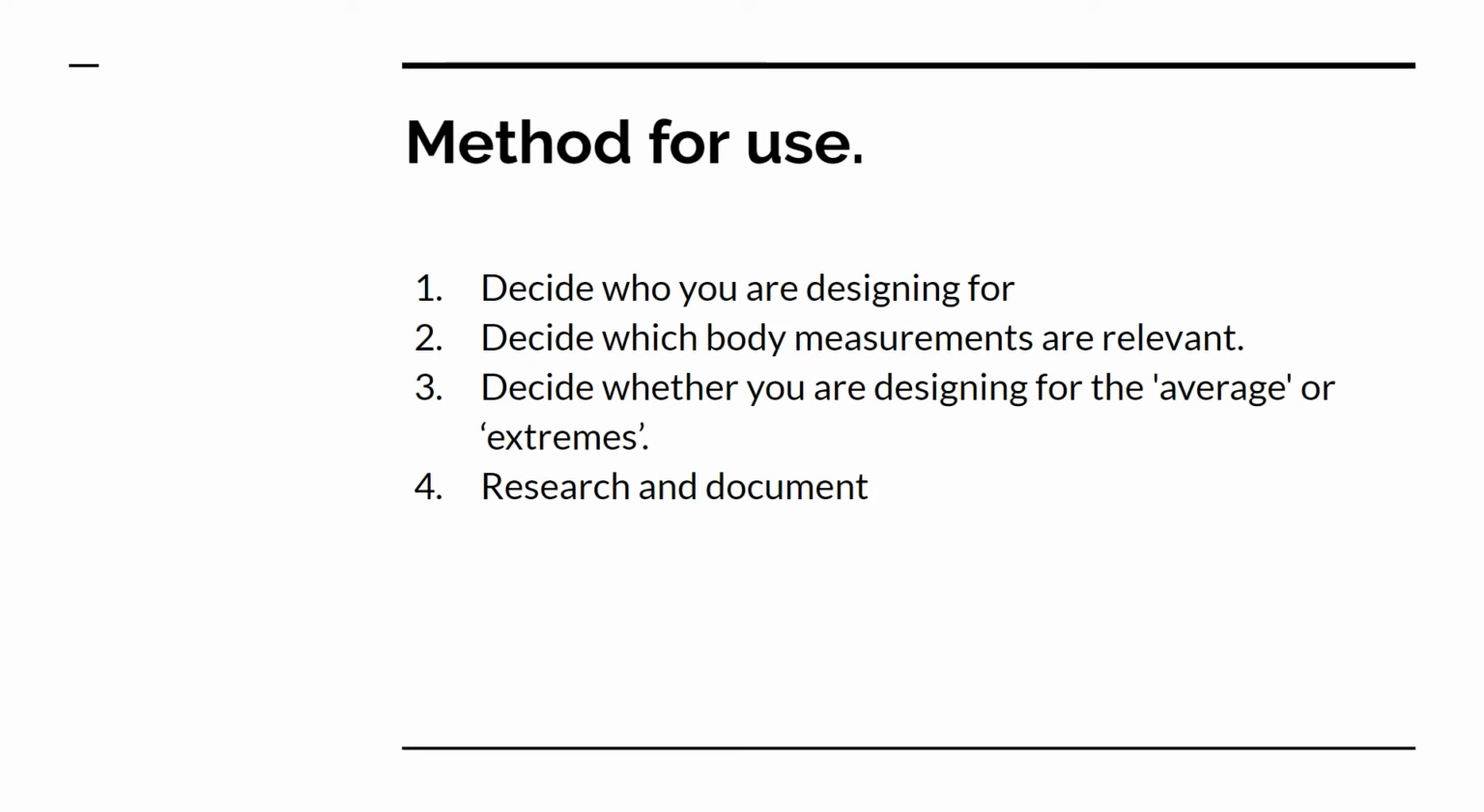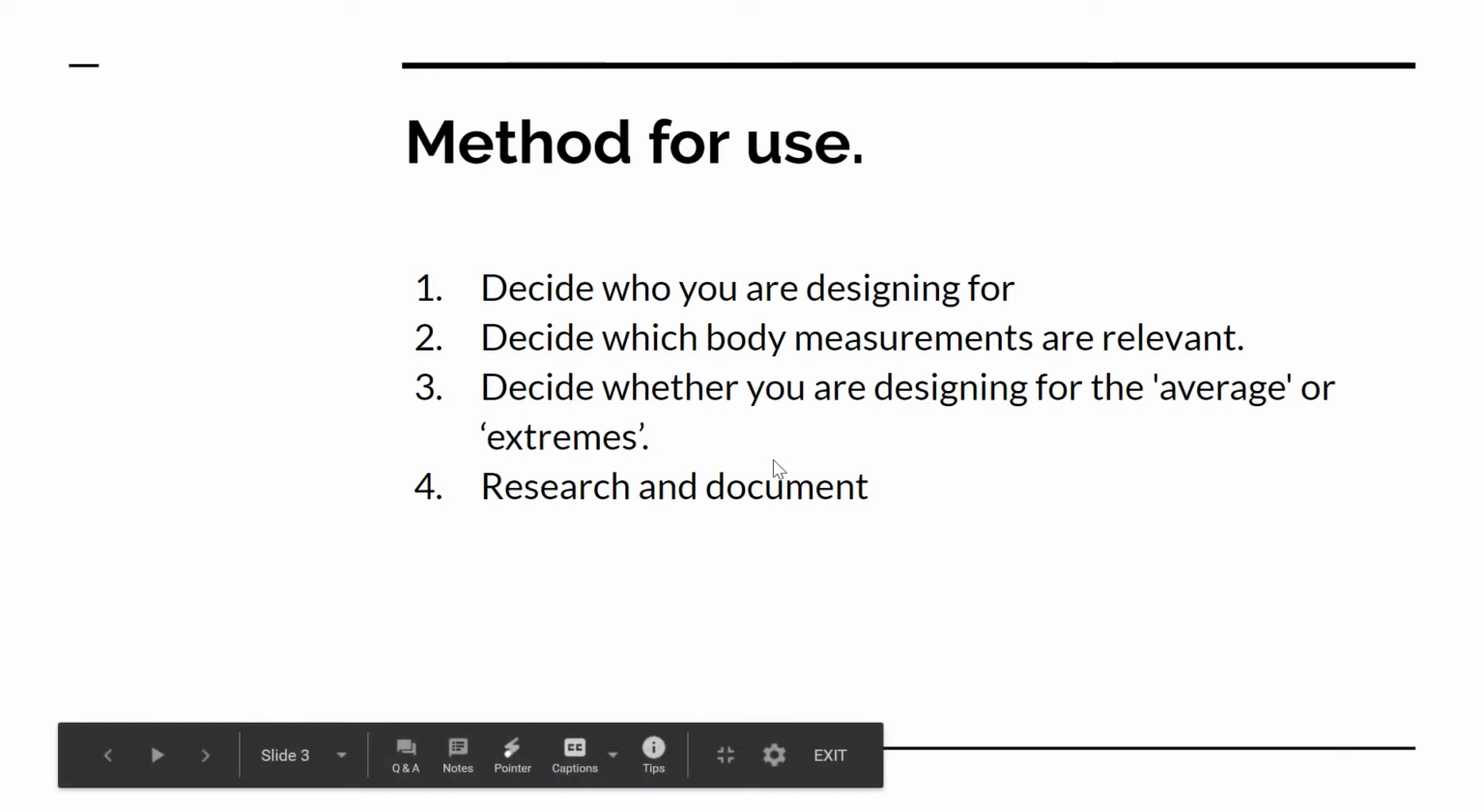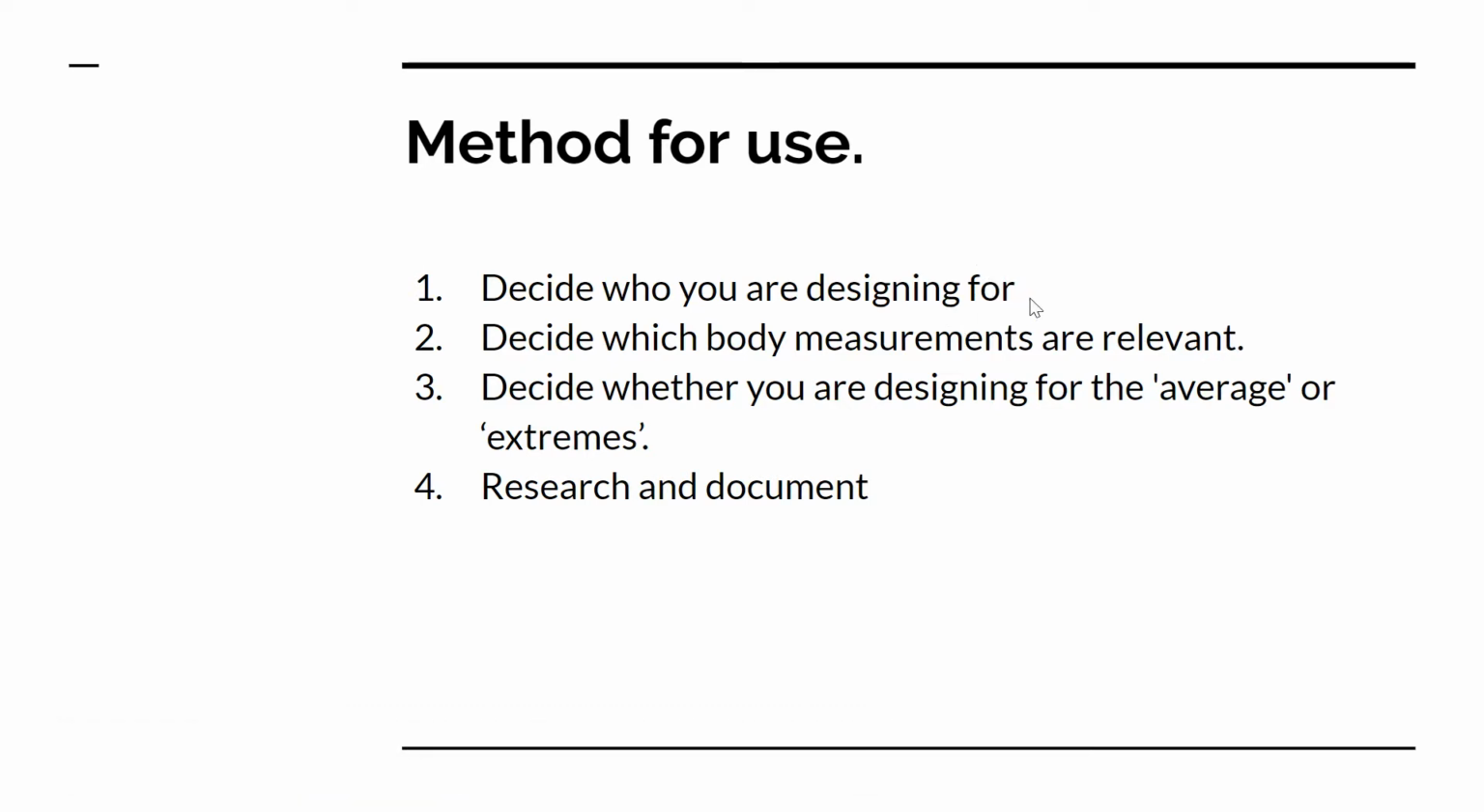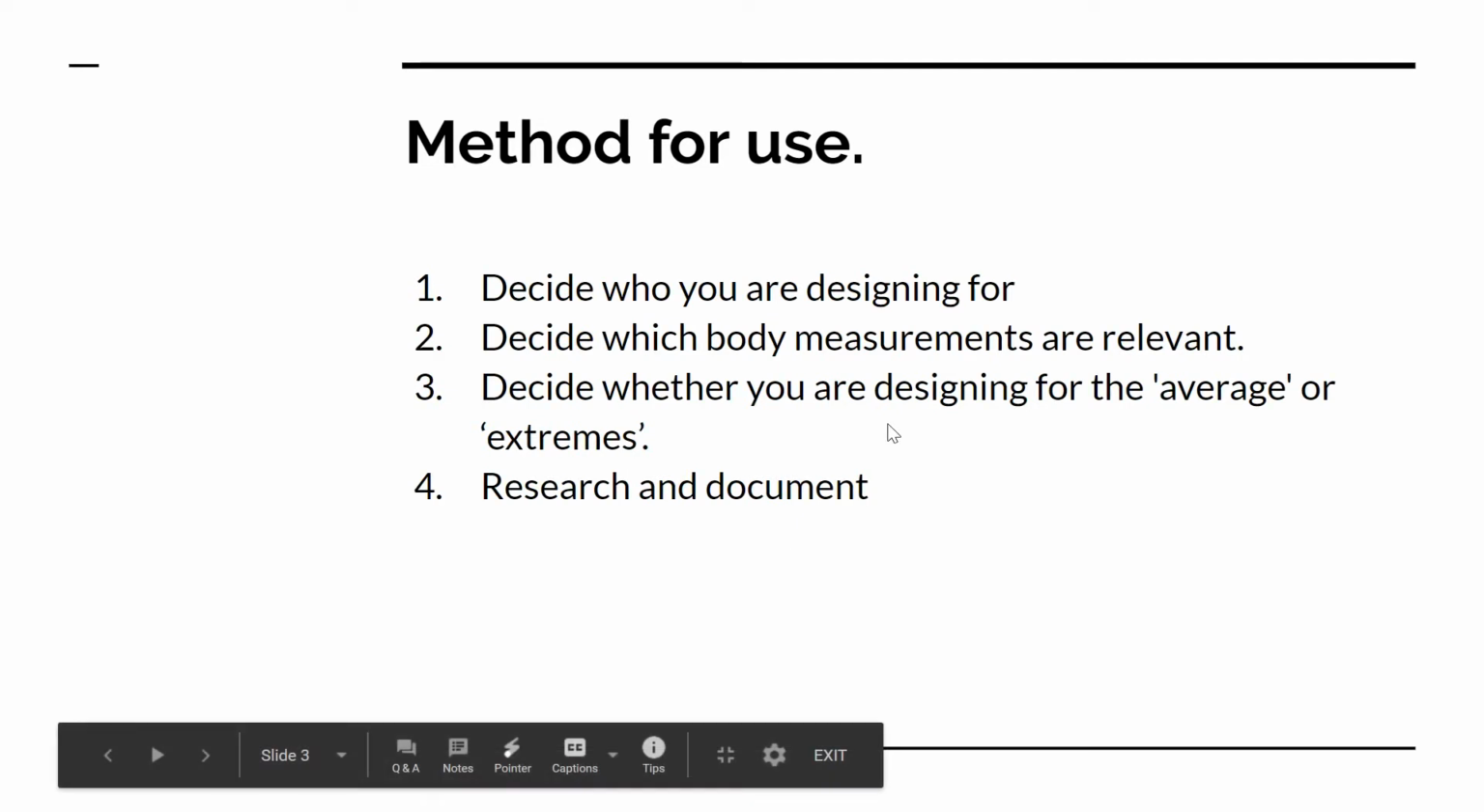I've given a recommended method of use for your ergonomics and anthropometrics. So you want to decide who you are designing for. By this stage you should have already decided that, so you've got a really good idea. You want to decide which body measurements are relevant to you, and you can make a list of these before you begin your research. You want to decide whether you're designing for the average person, which we'll have a look at in a minute, or whether you're designing for the extremes. So that will be either the 50th percentile or the 5th to 95th percentile. And then you're going to move on to researching and documenting.